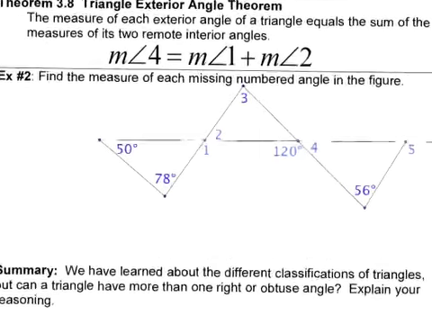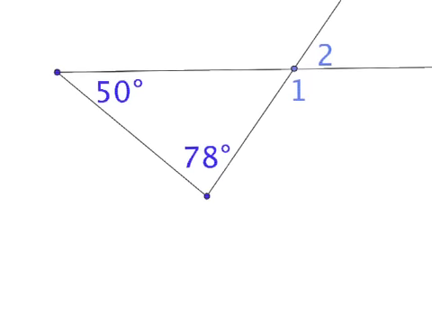So let's zoom in. All right, I have 50 and I have 78. Well, 50 and 78 are remote interior angles, and 1 is an exterior angle. So we can find 1 by just adding up 50 and 78. So we could say, hey, this equals 128 degrees right there.